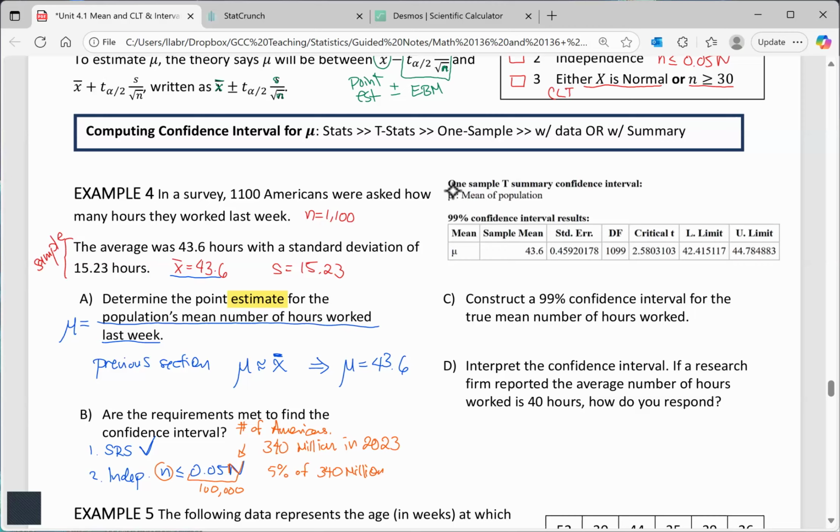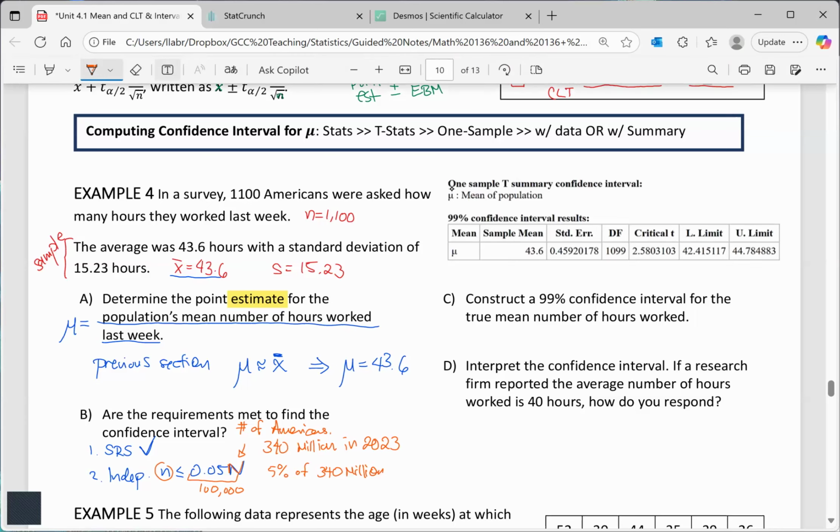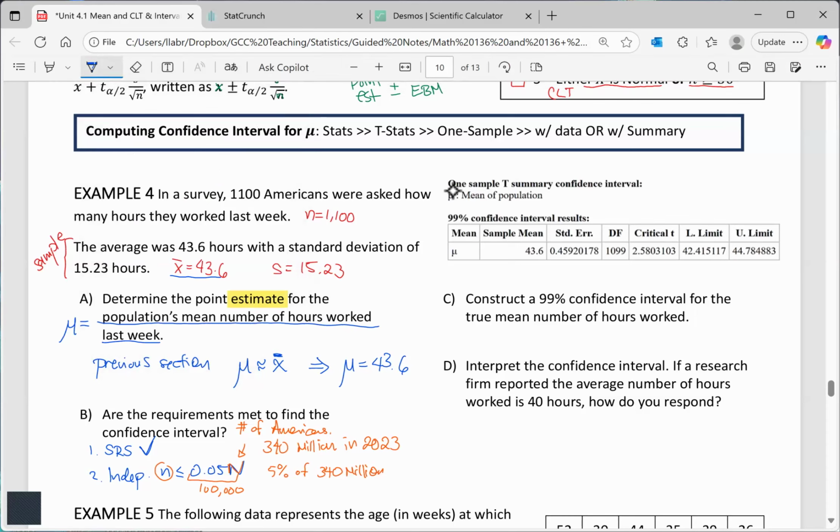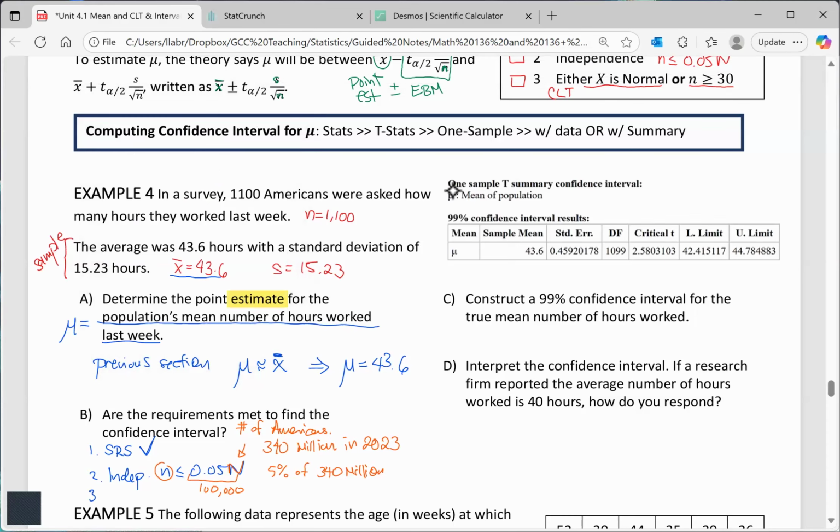All right, now comes the last part, part three, which usually is one of the only ones that you really need to put in work. Three, do we have the shape requirement met? So in other words, do you know that the random variable of interest, which in this case is the number of hours that Americans are working, is normal? And usually it's given to you here. They did not give it to me. Or you need to make sure that you have a sample size that's large enough, which for us is n greater than or equal to 30.